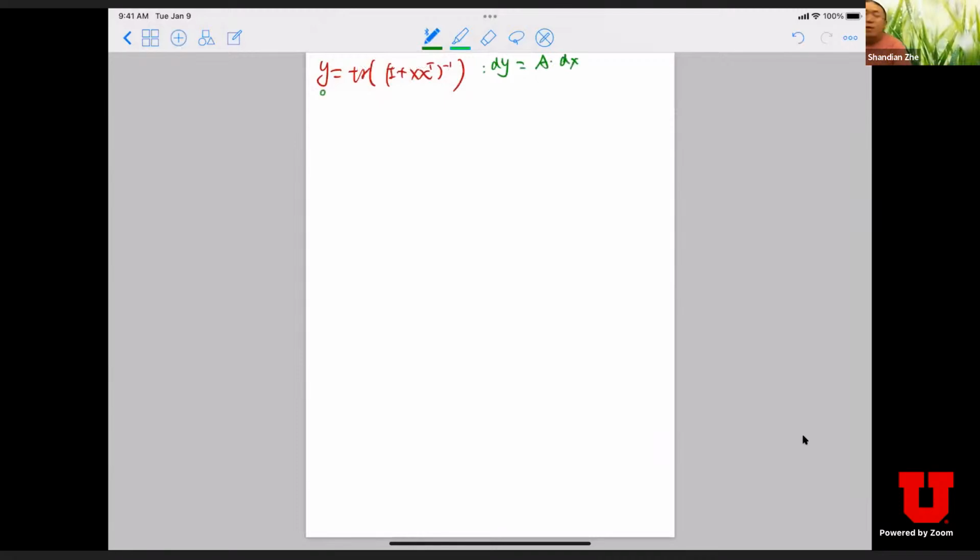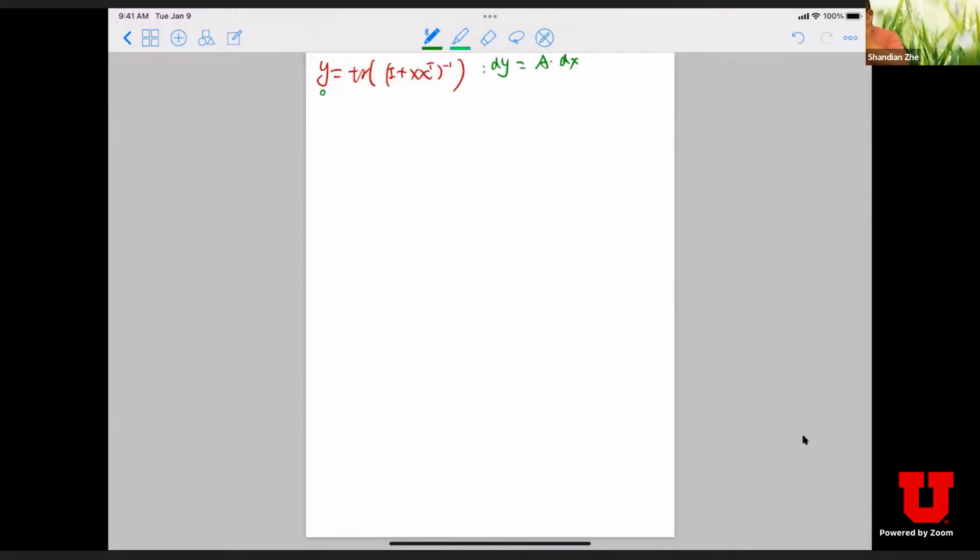Again, y here is a scalar. Y is a scalar, non-bold, because we take the trace. Yes, exactly, that's the definition of trace. Trace is the summation of the diagonal, so it must be a scalar. But x here is a vector.